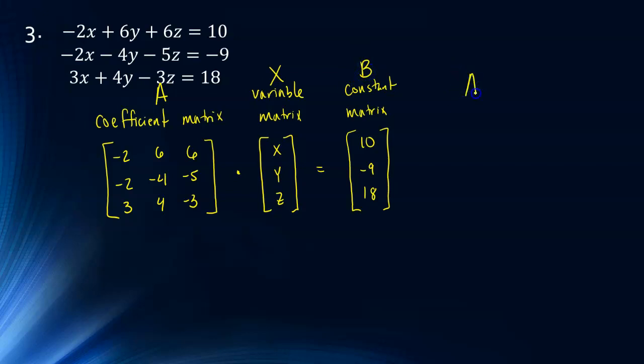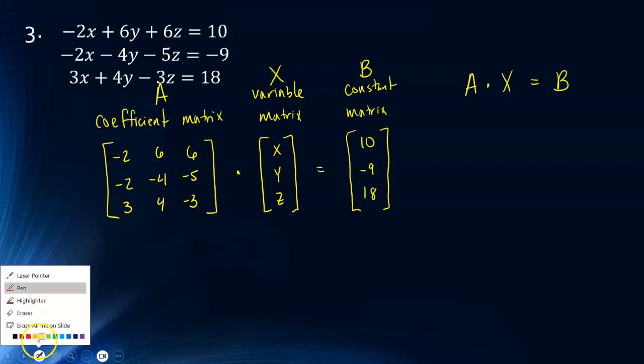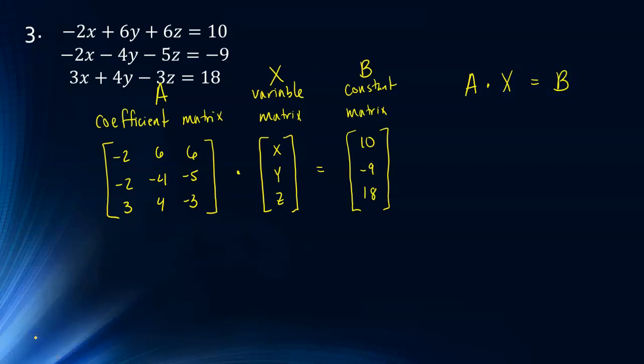So let's think about this for a second. If I had A times X equaling B, and I wanted to solve that for X, yes, you could divide both sides by A, but dividing by A is the same as multiplying by the inverse. So whatever I do to one side, I could do the same thing to the other side. So multiplying by the inverse would give us X equals the inverse of A times B.